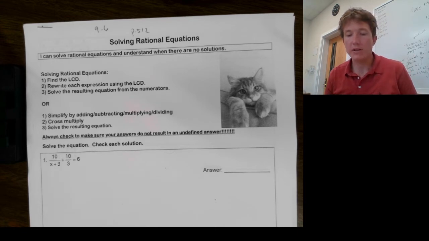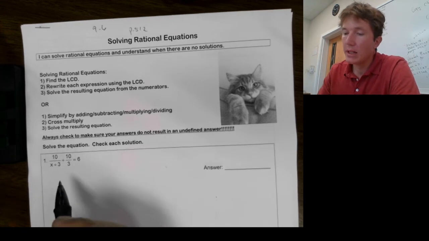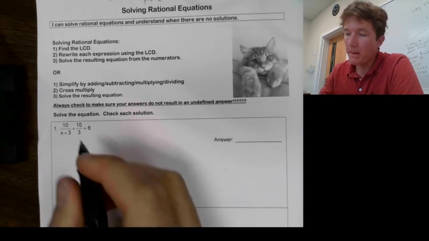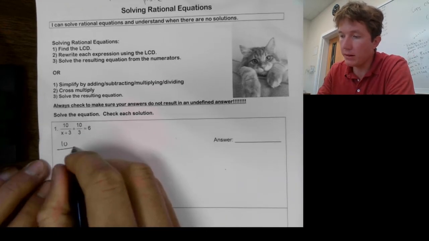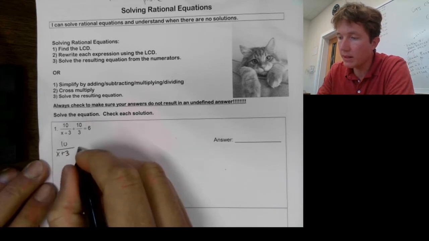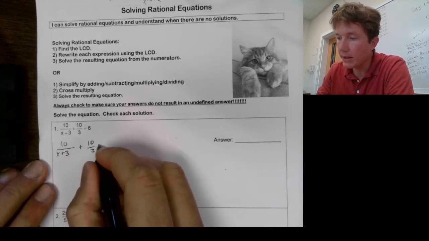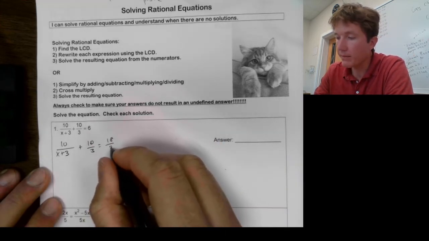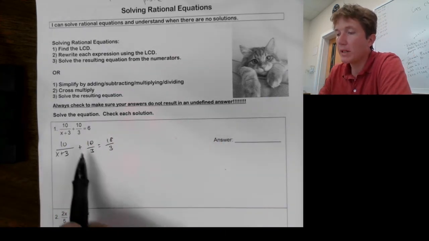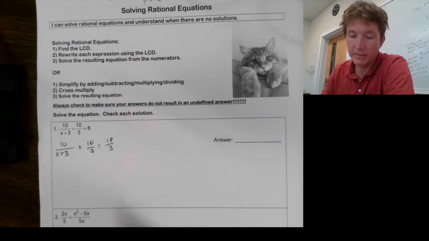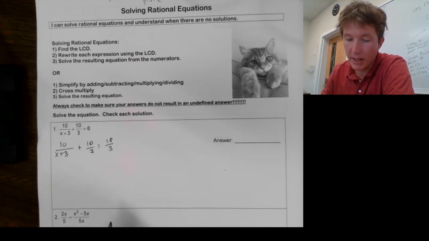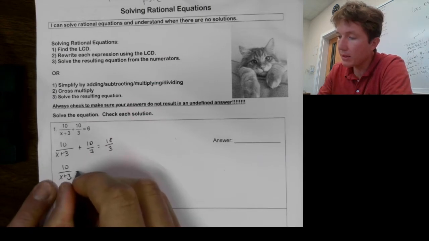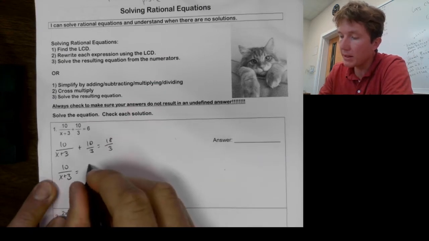This has got a fraction in it, so you can go ahead and read these on your own time. I'm just going to go over the first one. So I'm going to write this as 10 over x plus 3 plus 10 over 3, and then I'll write 6. I'll write that as 18/3. I'm doing that so that I can subtract this fraction here. So let me subtract the fraction. This will give me 10 over x plus 3 is equal to 18 minus 10. That's 8/3.